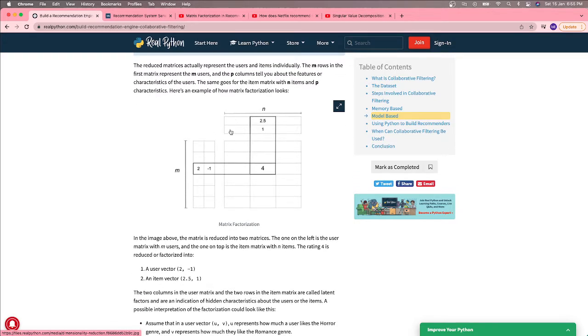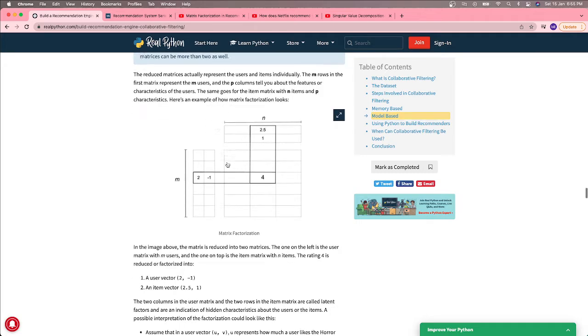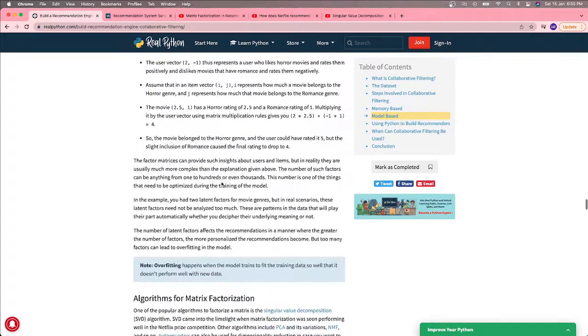Latent dimensions: when we factorize an m cross n matrix into m cross p and p cross n matrices, where p are the latent variables, they can be anything, and we can use them to decouple.